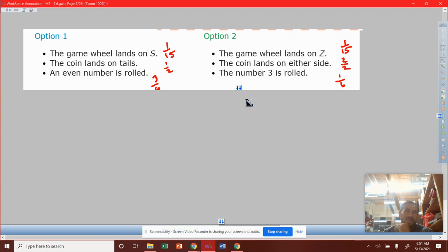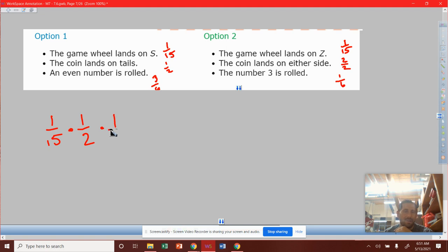So a lot of people, I think, are going to assume it's going to be this one because you've got one outcome that's like a guarantee. Flip that coin, it's a guarantee. So when we have multiple events like this, what we do is we multiply those fractions together and we find out what's the likelihood that all 3 of those events would occur.